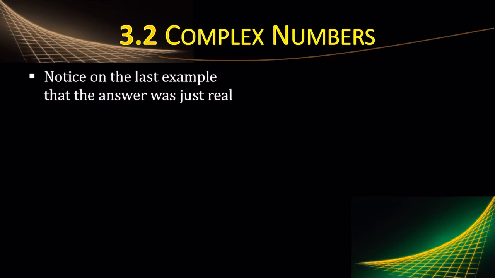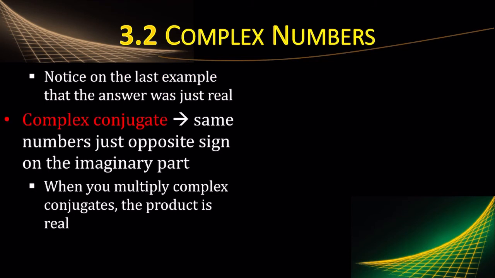Notice on the last example, the answer was just real. That example was complex conjugates, which are the same numbers, just the opposite sign on the imaginary part. And it turns out when you multiply complex conjugates, the product is real. So complex conjugates would be like if I had 2 plus 3i, the conjugate would be 2 minus 3i. Everything's the same except for the sign in front of the i is opposite. So one's a plus and one's a minus. When you multiply those, the i's will cancel out and you'll be left with just a real number. That'll be good to know later on.